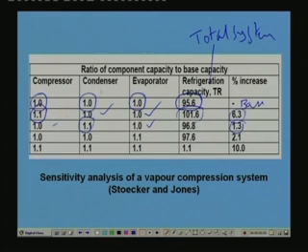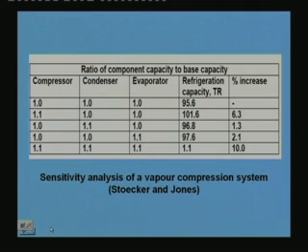Next, the effect of the evaporator is studied by keeping compressor and condenser constant, but increasing the evaporator capacity by 10%. When you increase the evaporator capacity by 10%, you find that the refrigerant capacity increases by 2.1%. Now, when you increase everything by 10%, obviously the total capacity also increases by 10%. So, this is the kind of information you can get from the sensitivity analysis.